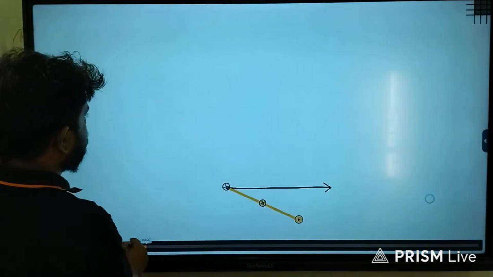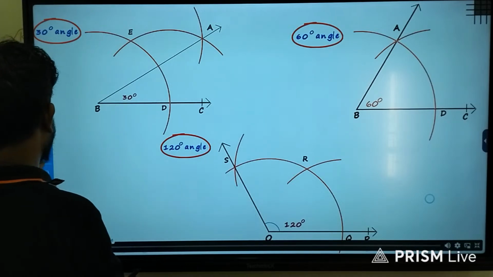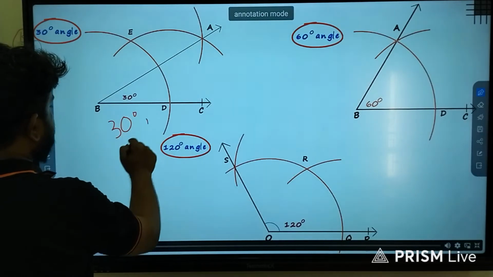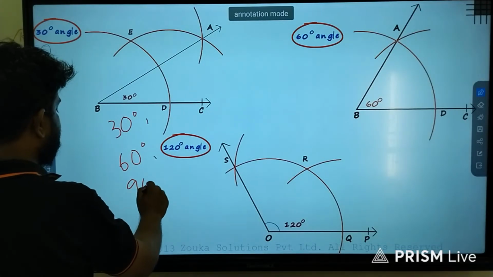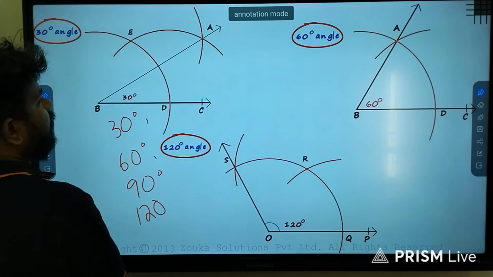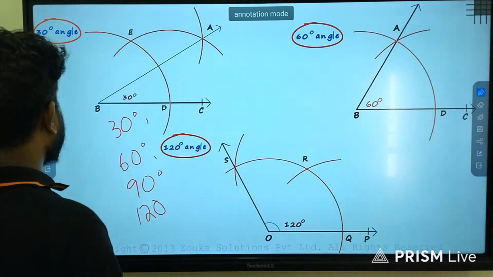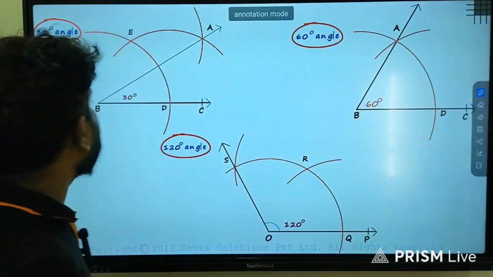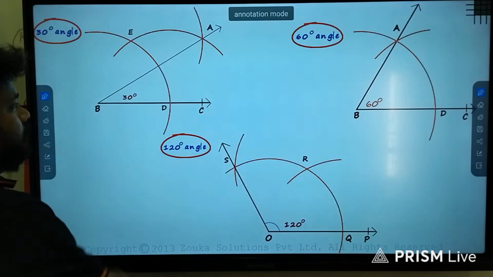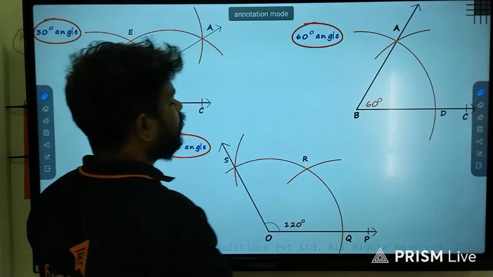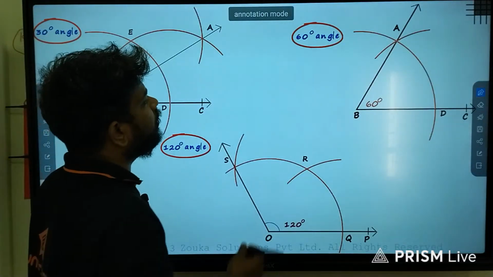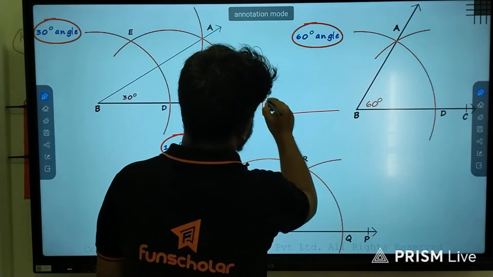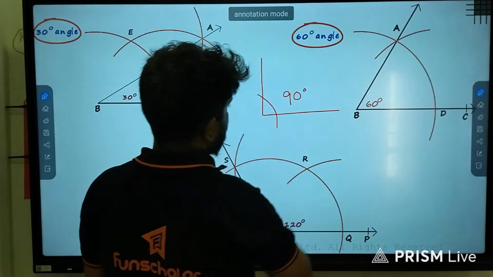Okay, so in the video we have learned how we can draw 30-degree, 60-degree, 90-degree and also 120-degree angles in one video. Okay, so first look at this. 30-degree will look like this, the smallest one. Okay, 60-degree will look like this, 120 will look like this, and another angle which we have already learned, which will look like this, that is the 90-degree angle.